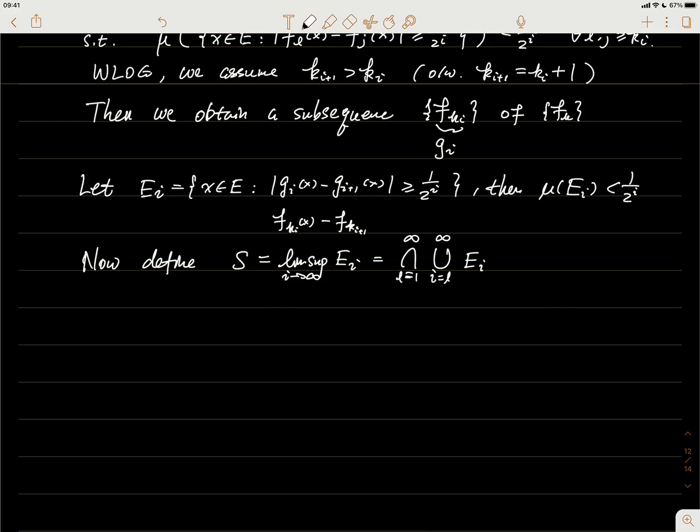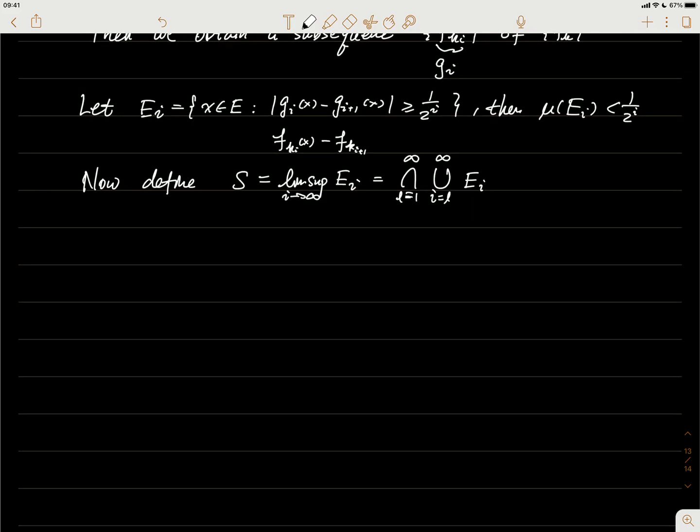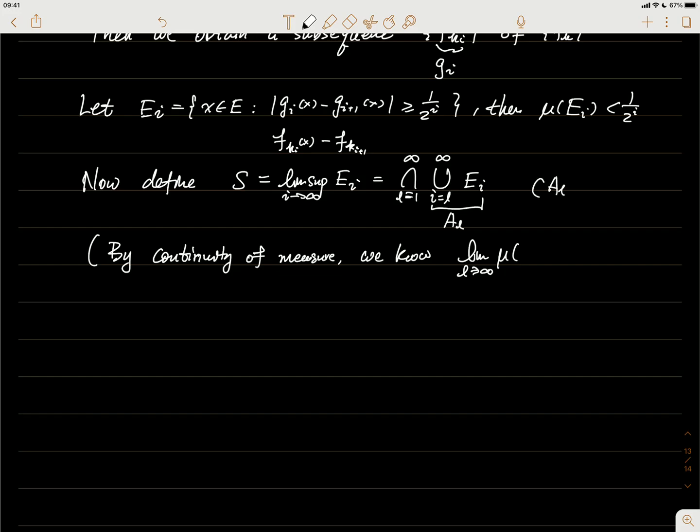And because of the continuity of measures, we know that the limit is the measure of the limit. So I'm treating this thing here as, say, A_l. And A_l is decreasing in l, right? It's a non-increasing set, so the intersection has a limit. It's just the limit of A_l.